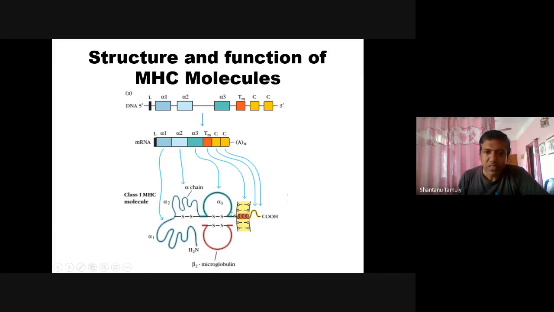The second thing about this is the structure of the protein. It comes from beta 2 microglobulin. This particular protein is different. It is not coming from this group of genes. It is a separate gene, and after synthesis the protein gets attached here.